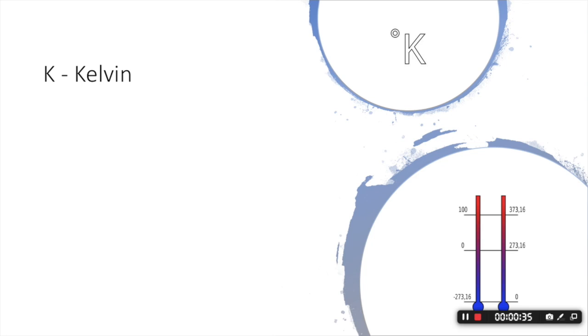K is for Kelvin. Kelvin is a measurement for temperature. K is used in conjunction with Celsius. You must solve for Kelvin by adding 273.15 to your Celsius temperature.